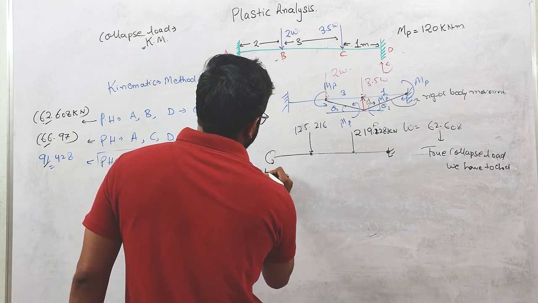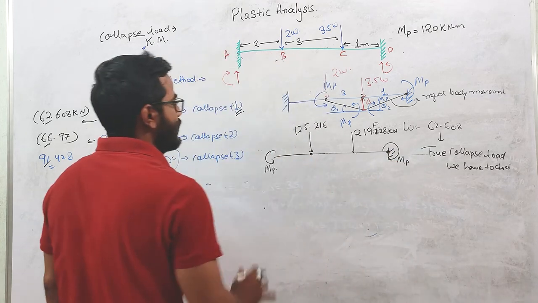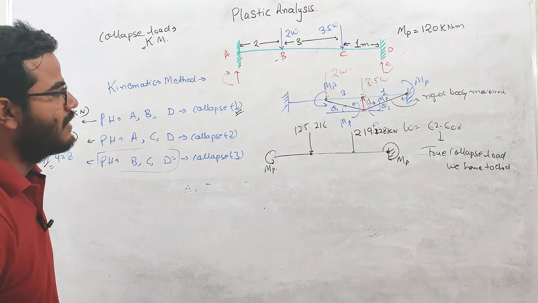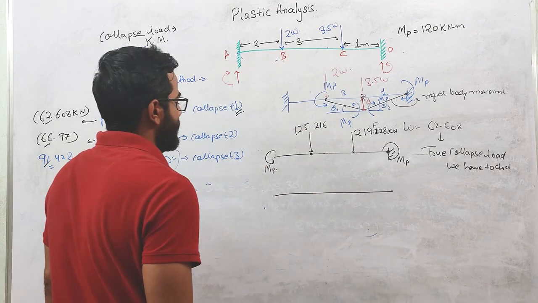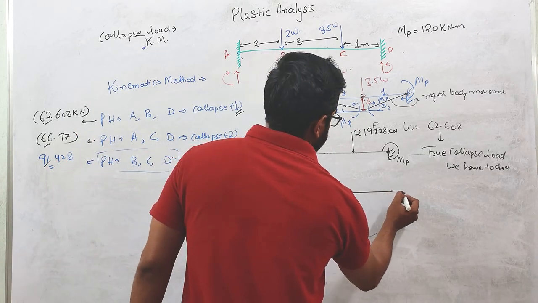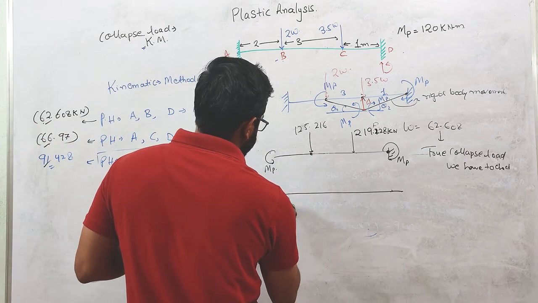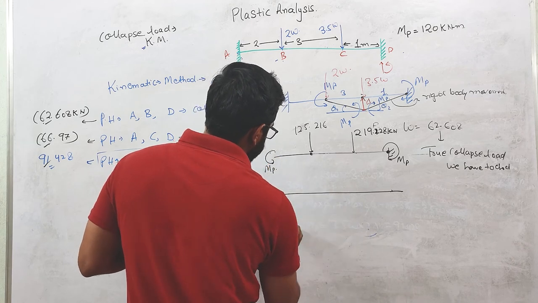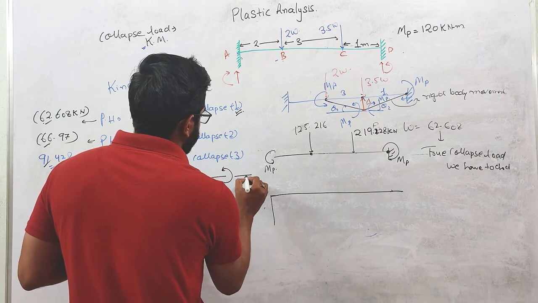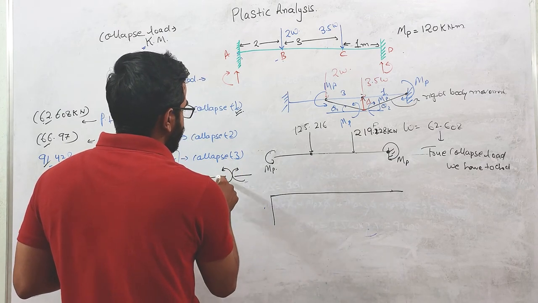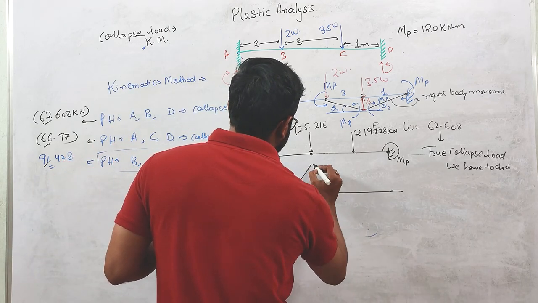At this point, this is MP, and again the plastic hinges are formed at this MP. Here also the plastic hinge formation is there. Now we need to check the yield condition. If you draw the bending moment diagram, how will it look? At this point there is a formation of plastic hinge, so the bending moment is a hogging moment and it will start below this axis. At this point the moment is sagging, so it will be positive over here.